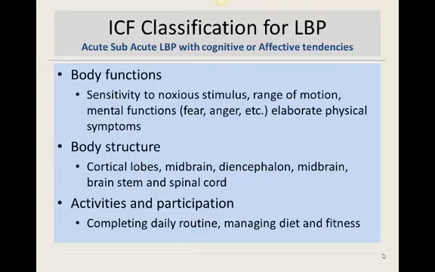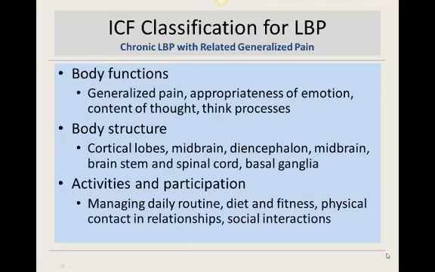These patients typically have difficulty completing daily routines, managing diet and fitness, and living a healthy life. Chronic low back pain with related generalized pain is typically a patient who has developed chronic pain or has chronic pain syndromes such as fibromyalgia. There's often a link to the brain, such as the cortical lobes and midbrain, and it is often a progression from acute low back pain with affective tendencies.